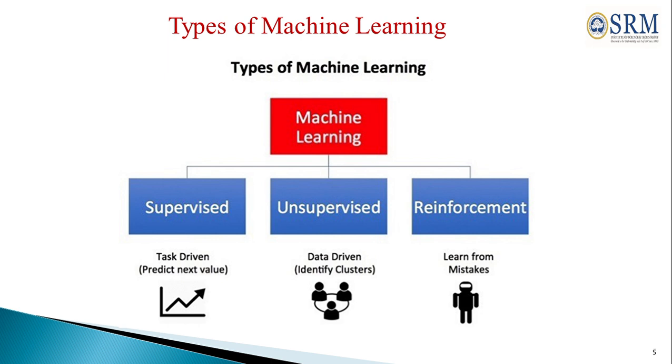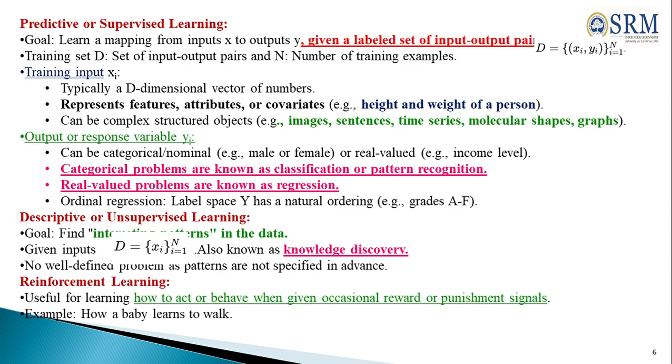For example, if you are telling a baby, don't touch the candle, it will hurt your hand. If the baby does not touch it, it will be rewarded. But if the kid mistakenly goes and touches it, it gets a penalty. That's how it learns from the environment. So to conclude, supervised learning is a task driven approach, whereas unsupervised learning is a data driven approach, and reinforcement learning learns from mistakes. Now first we will move on to supervised learning.